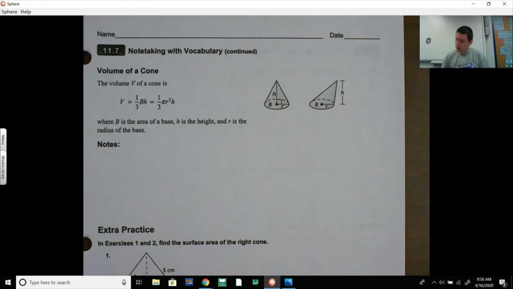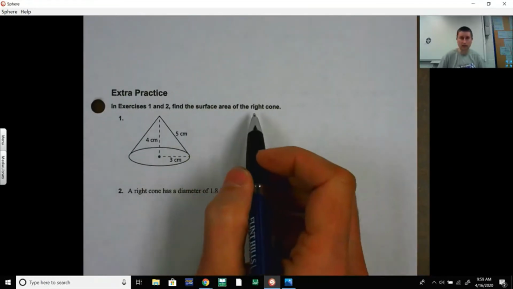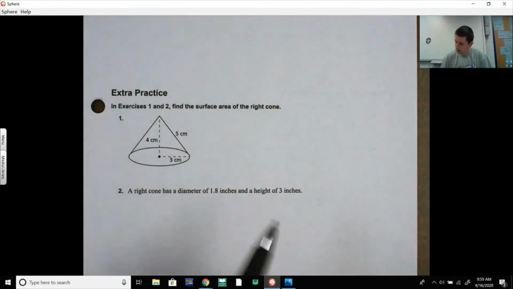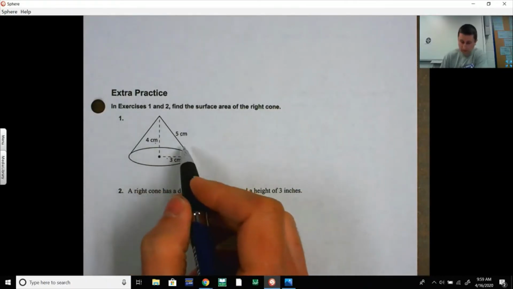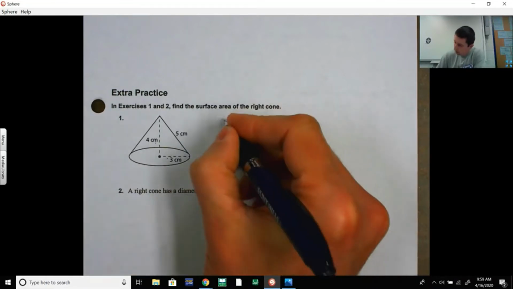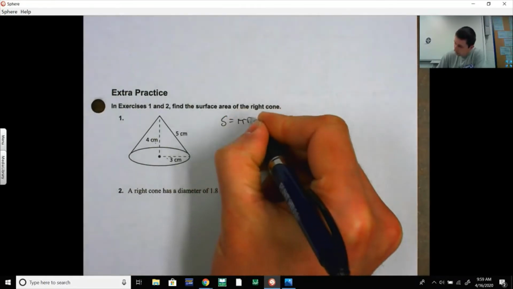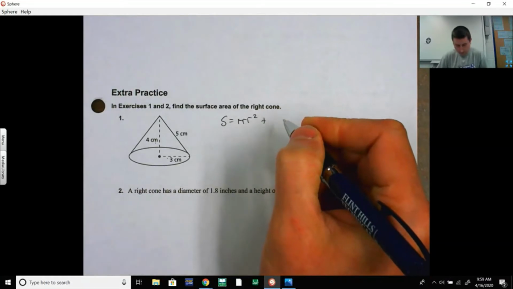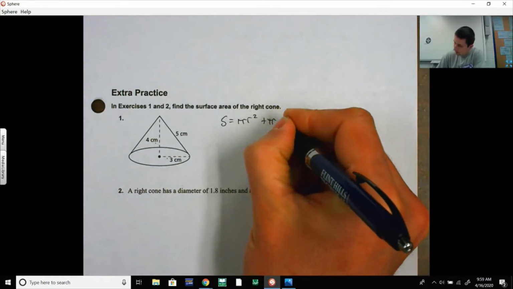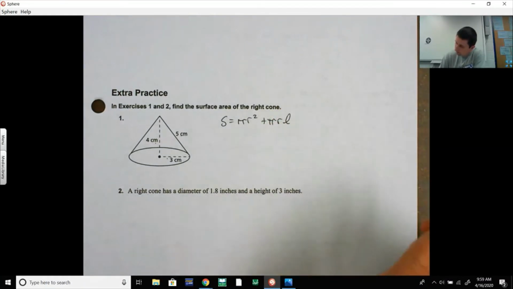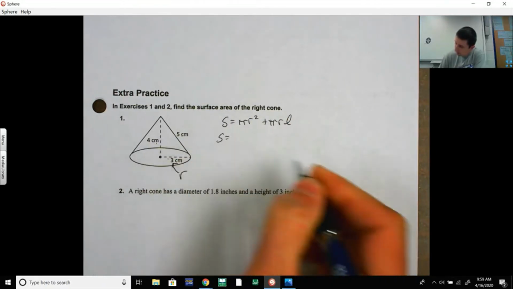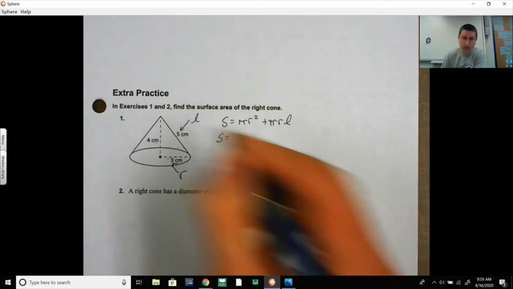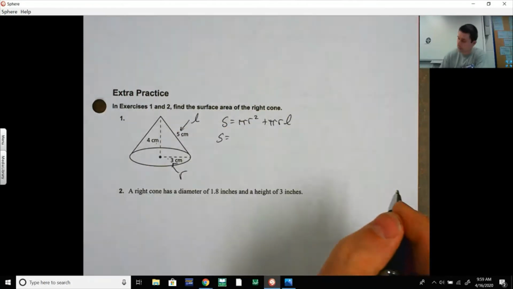There's your volume of a cone formula. And here we go. Find the surface area of the right cone. So we have a 3, a 4, and a 5. Okay, 3, 4, 5 is one of our Pythagorean triples. Our surface area is pi r squared plus pi r L. So this is r. The 3 is the r, that's the radius, and this one is our L. We will not use the h for the surface area of the cone.